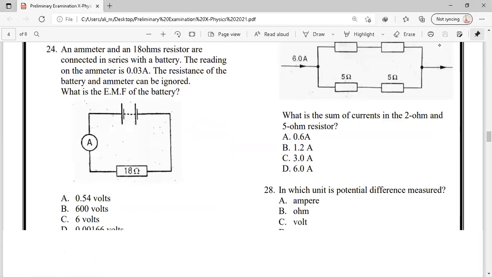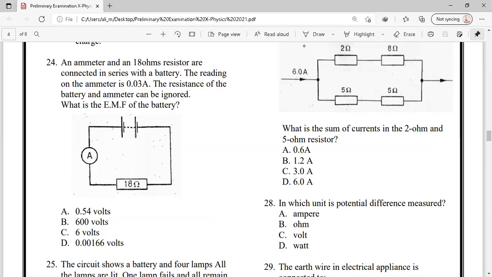Let's see question number 24. An ammeter and an 18 ohm resistor are connected in series with a battery. The reading on the ammeter is 0.03 ampere. The resistance of the battery and ammeter can be ignored. We have to find the value of EMF of the battery. So the current reading is 0.03, that is I, and the value of resistance is R, 18 ohms. So we have to find the voltage, so V is equal to IR. Let's multiply 0.03 multiplied by 18.